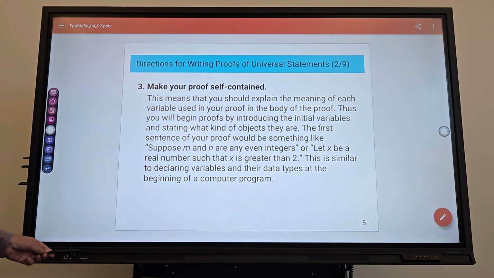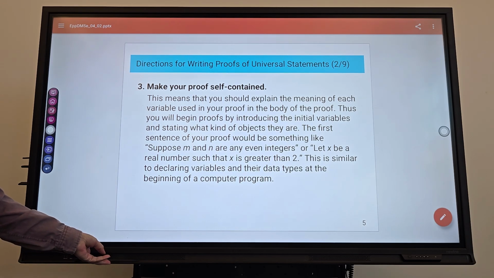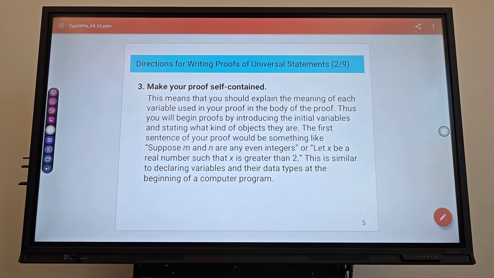Make your proof self-contained. This means that you should explain the meaning of each variable used in your proof in the body of the proof. Begin proofs by introducing initial variables and stating what kind of objects they are.